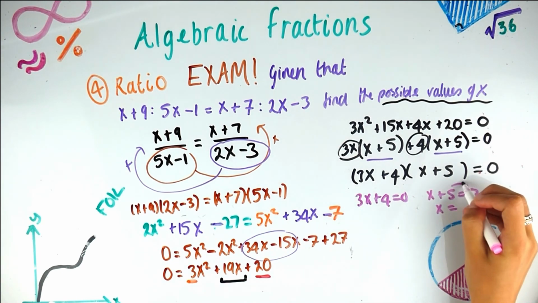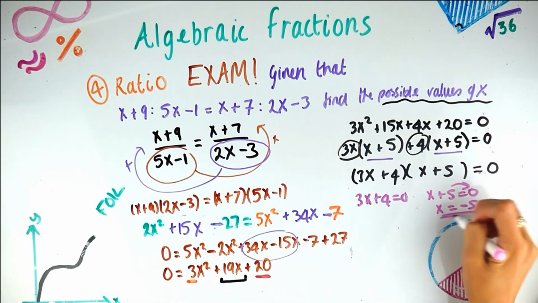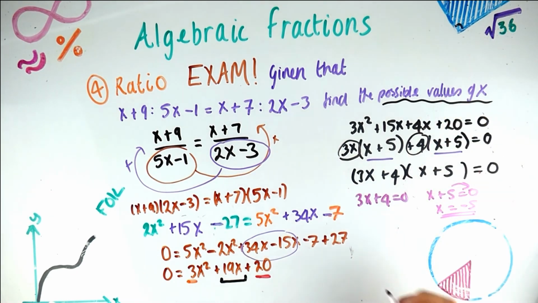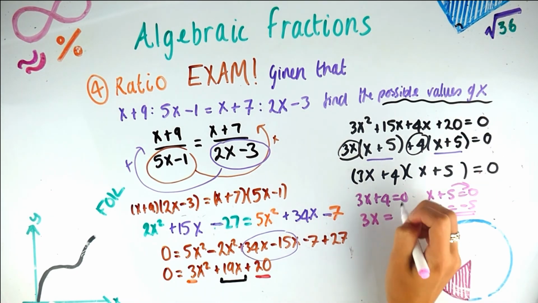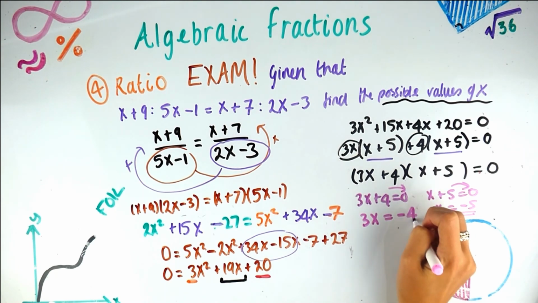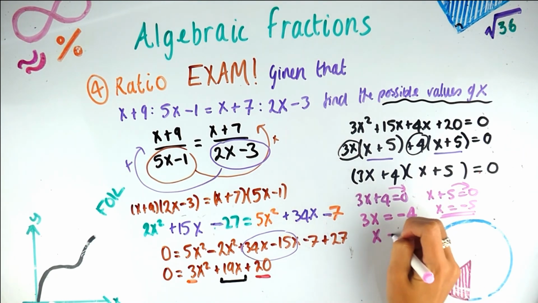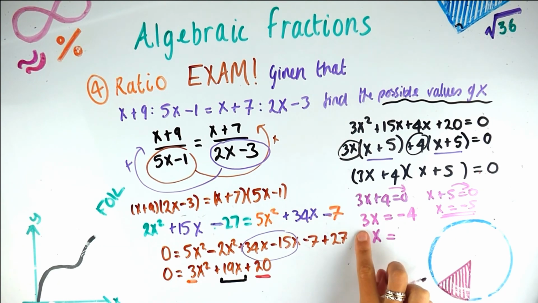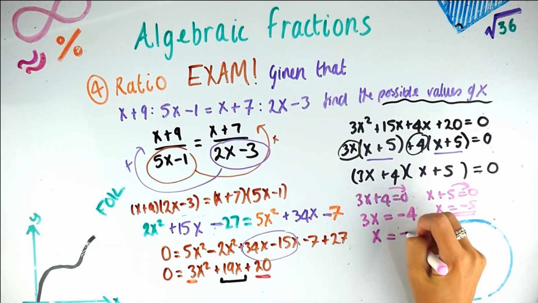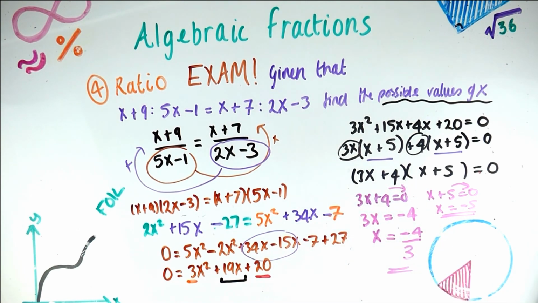So x here, take the plus 5 over, it becomes negative 5. So that's one of the solutions, one of the possible values. And here we have 3x, take the 4 over, it's going to become the inverse, negative 4. And then we want to find x, and we've got multiplied by 3 on this side, so we divide by 3 when we take it over the equal sign, so we have minus 4 divided by 3. And there are your possible solutions for x.